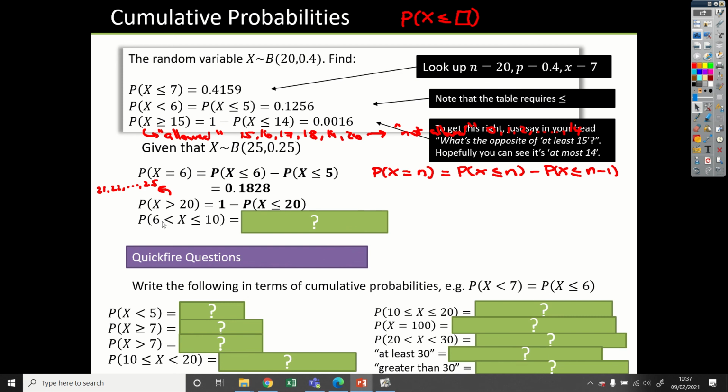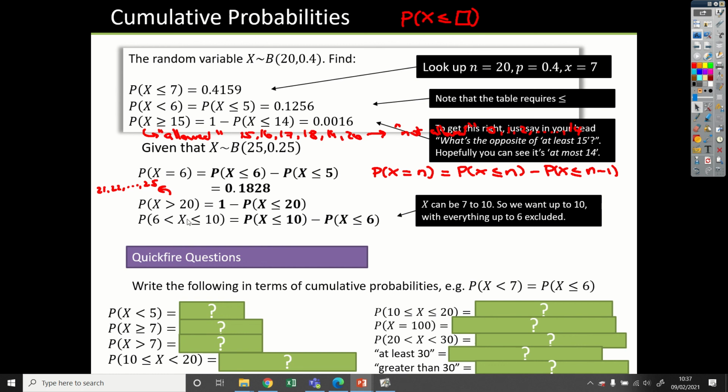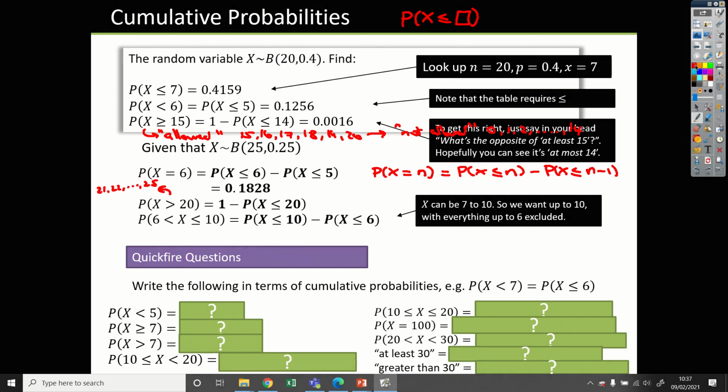And then an inequality in between two numbers can be done similarly, normally using some kind of subtraction. So between 6 and 10, inclusive on the 10 side, not inclusive on the 6 side, means the numbers you're allowed to have in this interval are 7, 8, 9, and 10, which means I can do 0 up to 10, which is this probability here, and then I don't want 0 up to 6, which stops before we hit the 7. So that's the one that we take away. Okay, it says here in the box here as well. X can be 7 to 10, so we want up to 10 with everything up to 6 excluded. Okay, great. And again, you can type these into your calculator and work out a probability there.